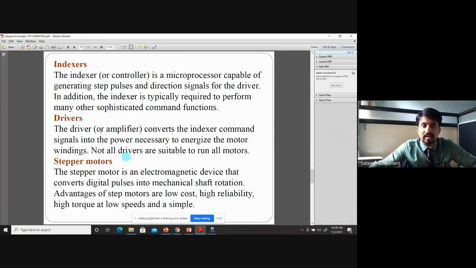Now drivers. The driver is nothing but an amplifier. That means it increases the signal, converting the indexer command signal into the power necessary to energize the motor windings. Not all drivers are suitable to run all motors. A stepper motor is an electromagnetic device that converts digital pulses, whatever you are getting, into mechanical shaft rotation. Advantages of a stepper motor are low cost, high reliability, high torque at low speed, and a simple motor.